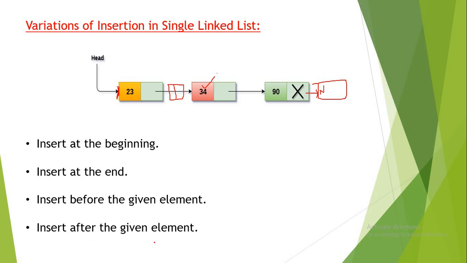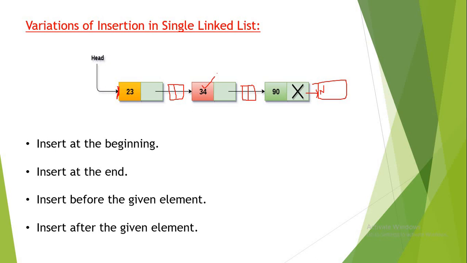And inserting after the given element. Suppose again this is my key element, I can insert so my new element will be inserted after this key element in this position. So these are the variations of insertion in the single linked list. Now let's move on to the coding of insertion at the ending.